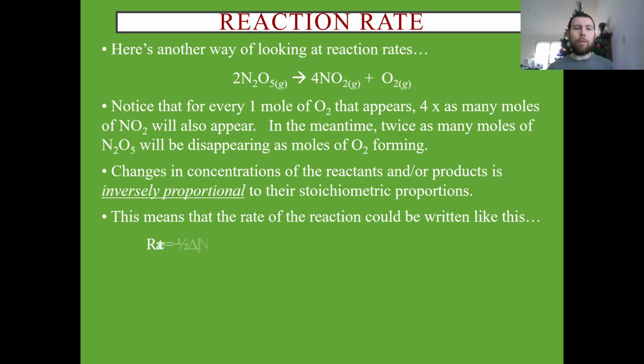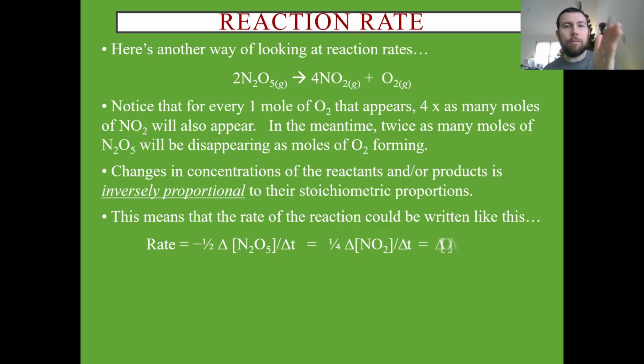Hopefully that makes sense. And so if we're looking at this particular reaction, we could write the reaction rate the following way, right? We could have the rate with respect to each substance here. So the rate with respect to the reactant and the two products. So you'd have a rate that's negative 1/2 the change in concentration of N2O5 divided by the change in time. Or you could say the rate is equal to 1/4 times the change in concentration of NO2 divided by change in time. Or you could say the rate with respect to oxygen is going to be the change in concentration of oxygen divided by the change in time. Okay. Now, those rates, because it's the same process, they're going to be equal to each other, right?